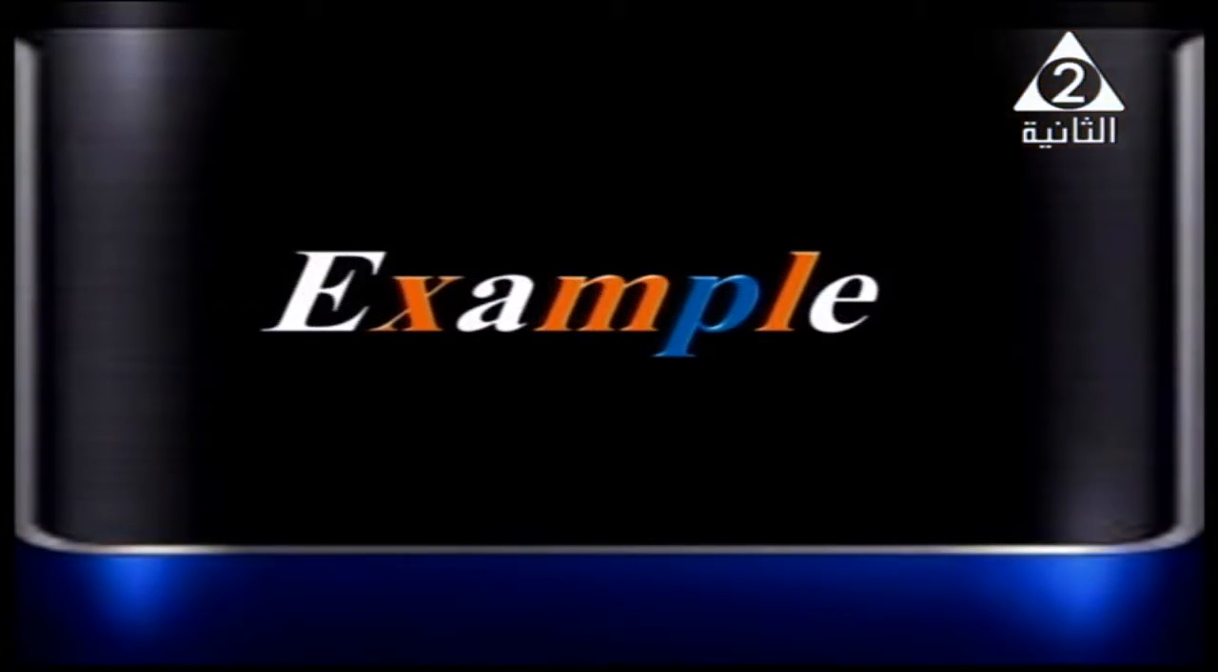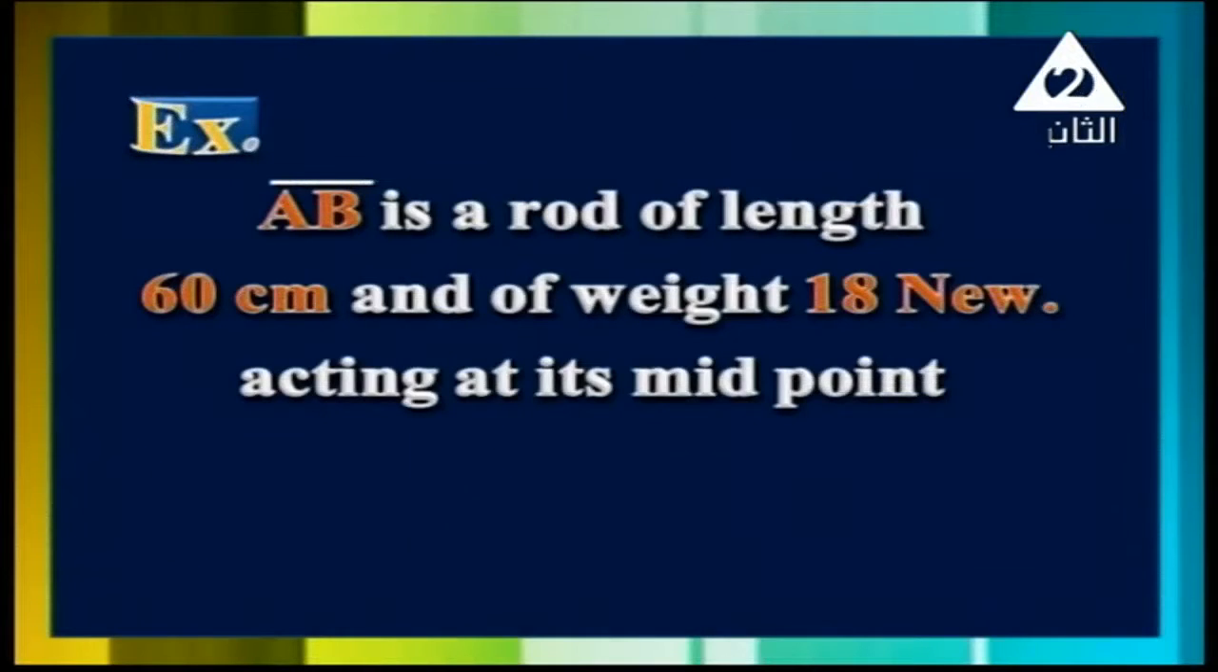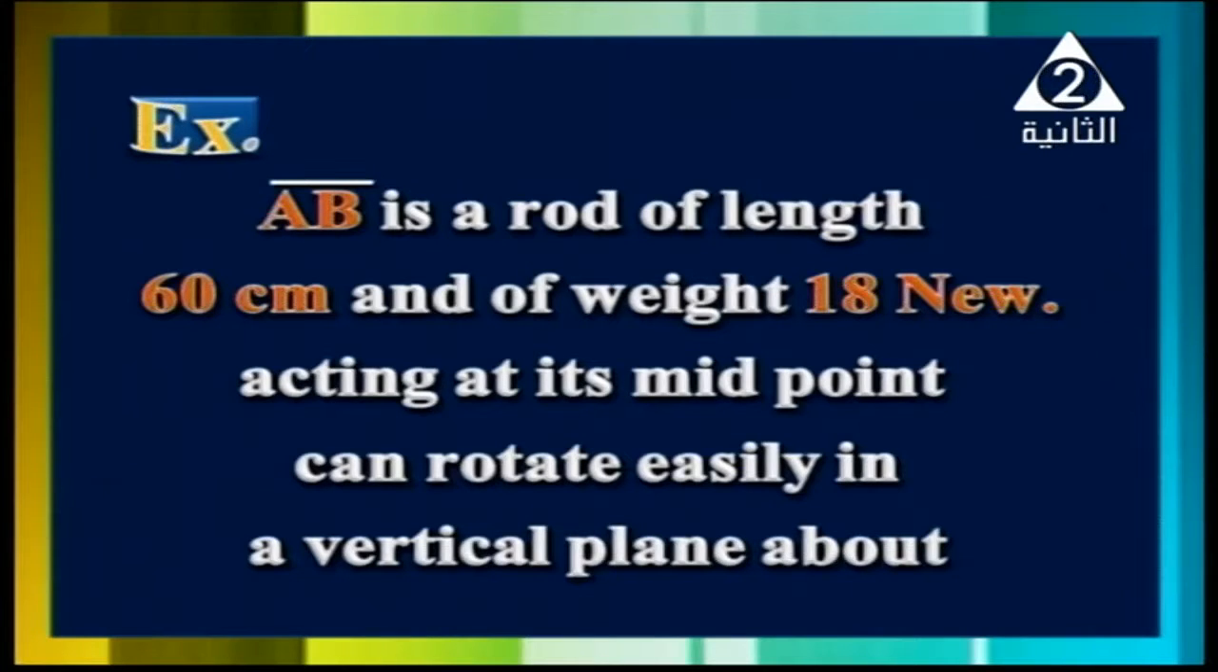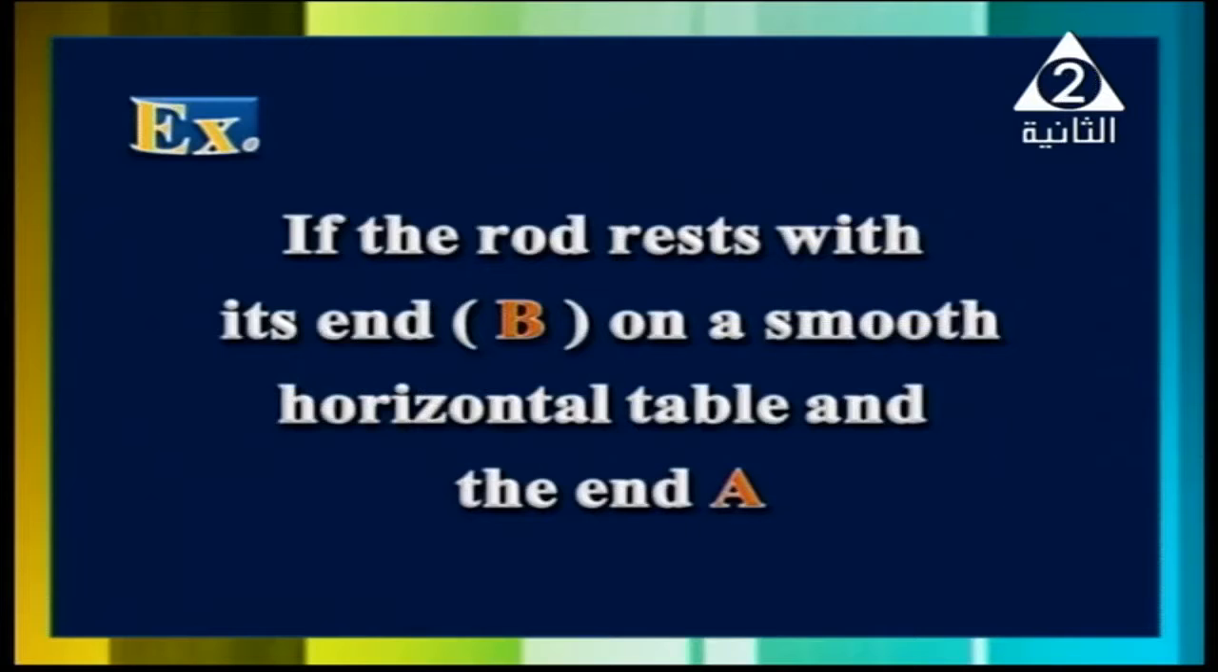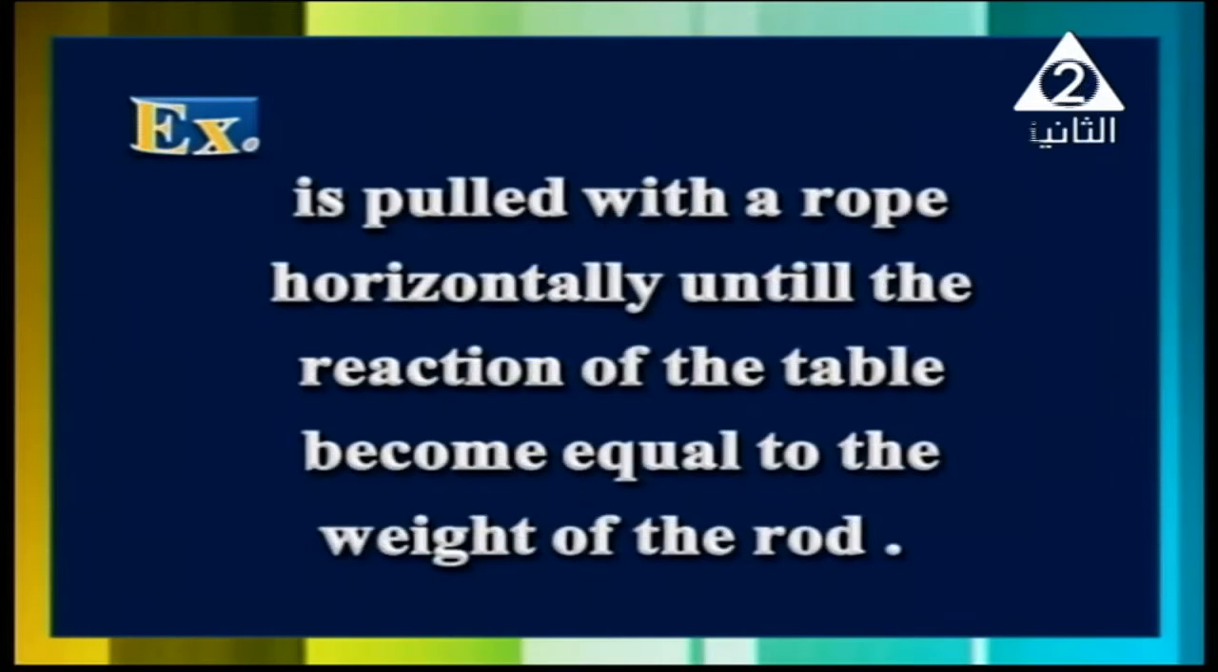Another example. AB is a rod of length 6 centimeters and of weight 18 Newton, acting at its midpoint, that can rotate easily in a vertical plane about a horizontal pin passing through a hole in the rod at a point C, 15 centimeters distant from A. The rod rests with its end B on a smooth horizontal table and the end A is pulled with a rope horizontally until the reaction of the table becomes equal to the weight of the rod.